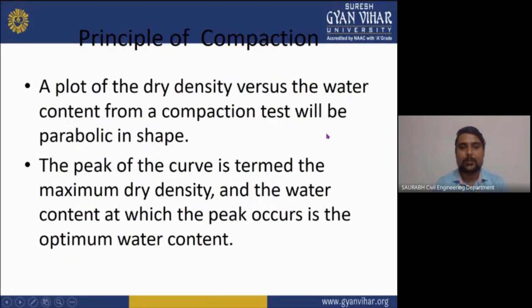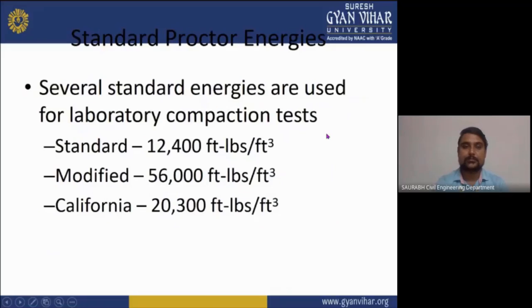Principle of compaction: a plot of dry density versus the water content from the compaction test will be parabolic in shape. The peak of the curve is termed the maximum dry density, as I told you, MDD, and the water content at which the peak occurs is the optimum water content, which is known as OWC. And here, several standard energies are used for the laboratory compaction test. First ones are the standard, modified, and California, and there are different values of energies involved in doing the compaction of a soil.